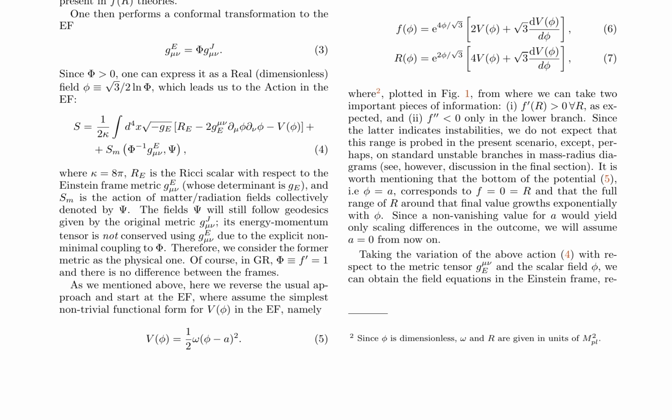The paper notes that the bottom of the potential V(φ), i.e. φ = a, corresponds to F = 0 = R, and that the full range of R around this final value grows exponentially with φ. Assuming a = 0 for simplicity, the authors obtain the field equations in the Einstein frame by varying the action with respect to the metric tensor g^E_μν and the scalar field φ.